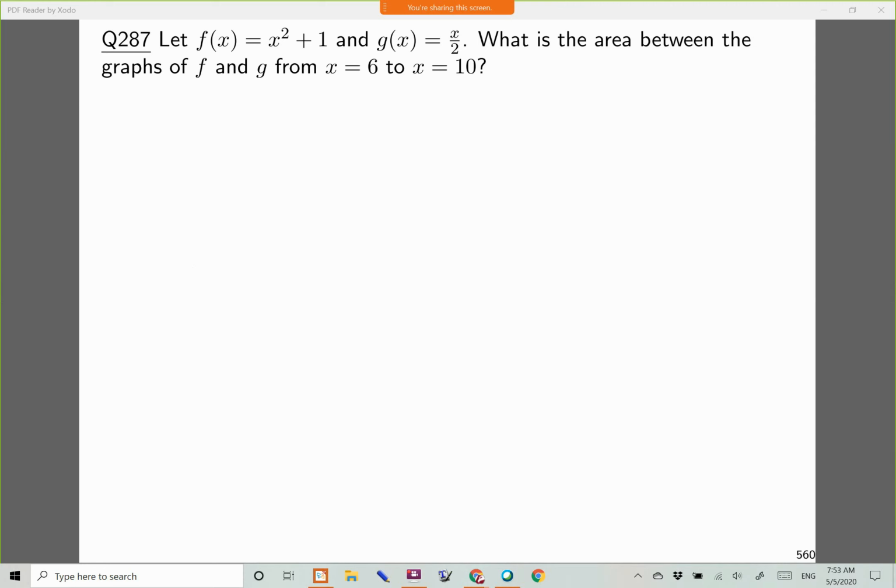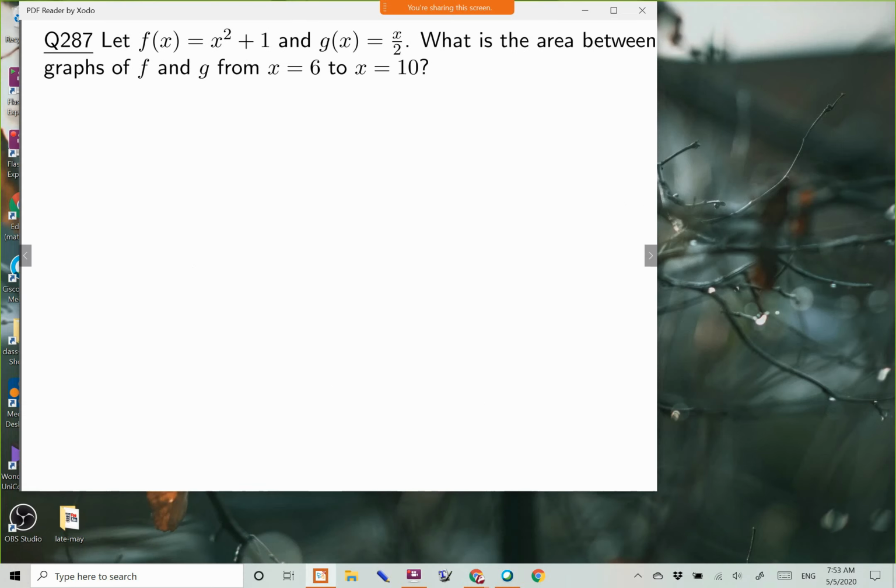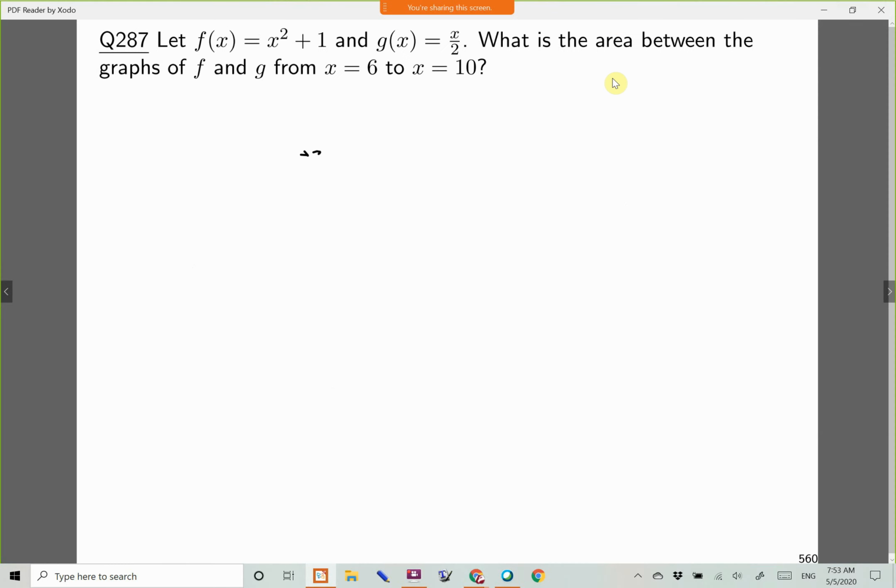All right, so the setup today is actually rather nice. I think we looked at more tedious things yesterday, to be honest. In this question, there are two functions. One is x squared plus one, which should be the parabola shifted up one unit. The other function is y equals x over 2.